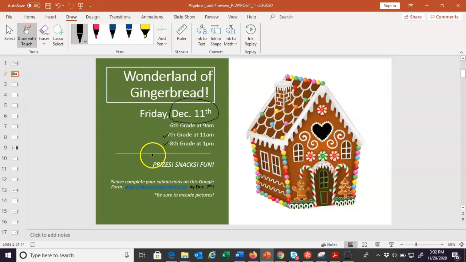So if you have access to materials to create a gingerbread house, it can be anything from graham crackers to actual gingerbread. This year I'm going to use Pop-Tarts to try to build mine. You can even design your own on paper if you don't have access to those materials at the time. And we just want you to submit your photos and description via the Google form.